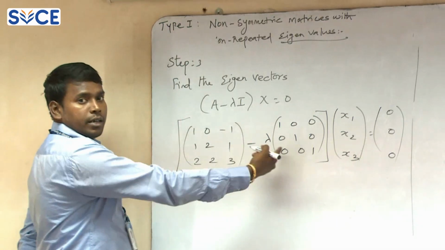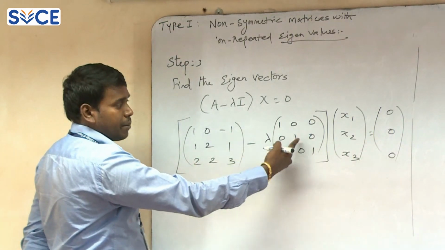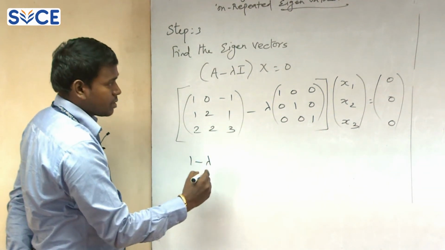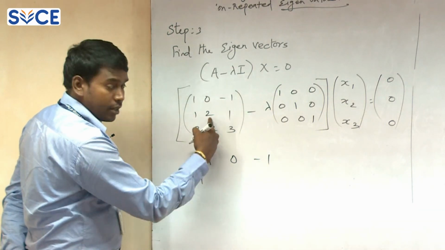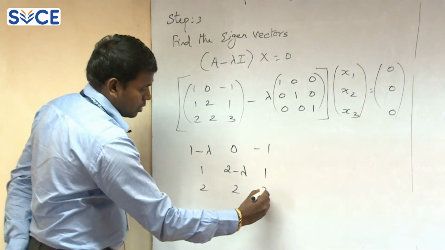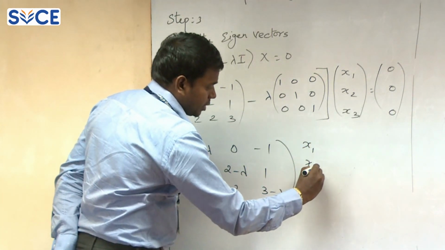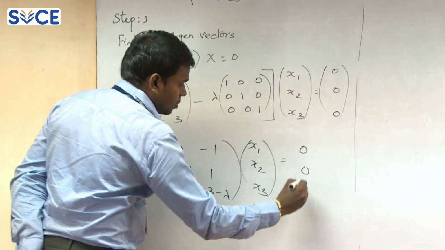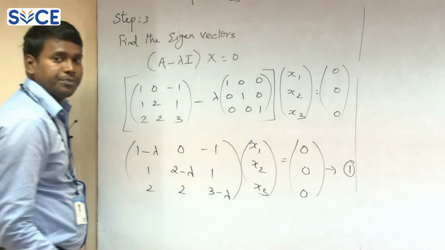Now subtract the corresponding elements, multiplying lambda inside the bracket. Here lambda, here also lambda, here also lambda. So subtraction gives 1 minus lambda, 0, minus 1, then 1, 2 minus lambda, 1, then 2, 2, 3 minus lambda, into x1 x2 x3 equal to 0 0 0. So this is equation number 1.